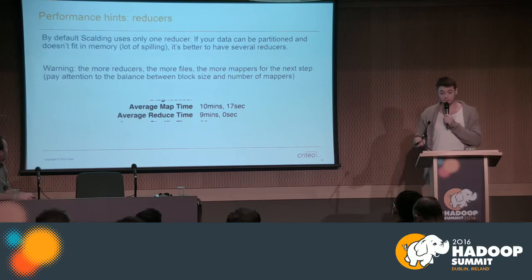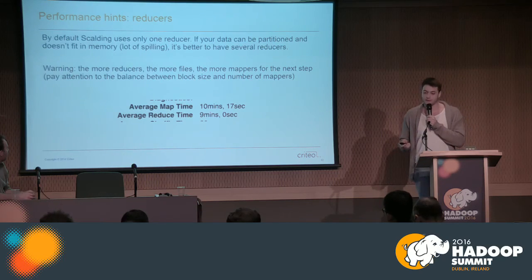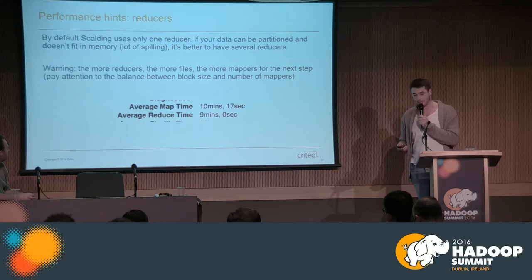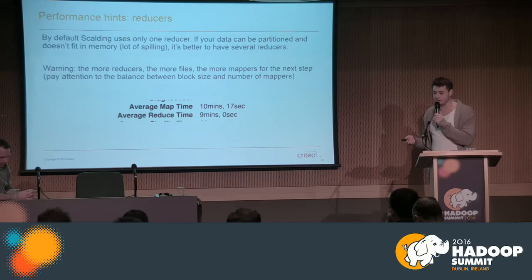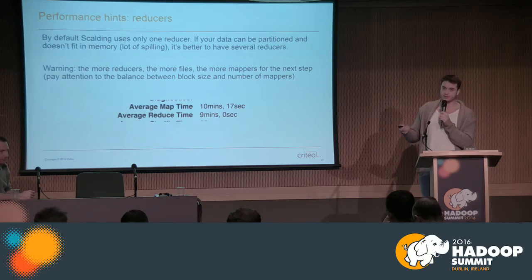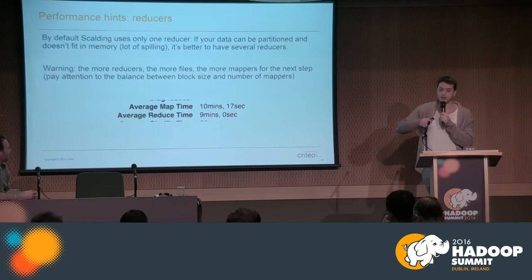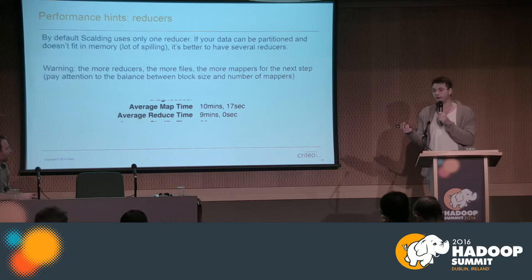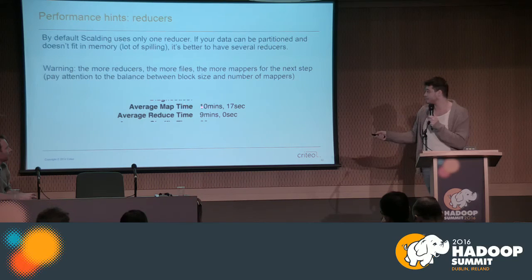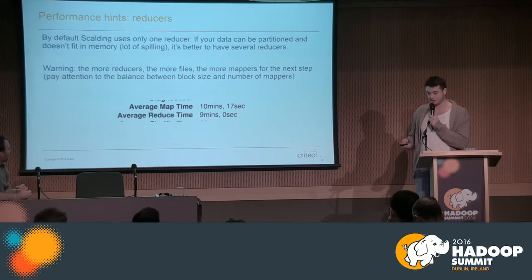For the reducer, a very simple trick: by default, Scalding uses only one reducer. So you really want to have more reducers so that you can finish your job really quickly. It's a balance, though. If you use a lot of reducers, you will have more files on HDFS, and the other jobs depending on those files will have many more mappers. And obviously, you want your mappers to use the block size of HDFS, so that you use your resources in the best way.